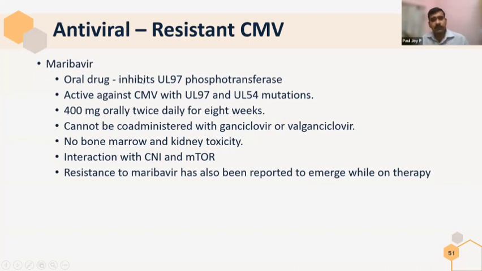Maribavir is a new drug. It is an oral drug. It inhibits UL97 phosphotransferase. It's a separate mechanism, so in the presence of other mutations, this will function.